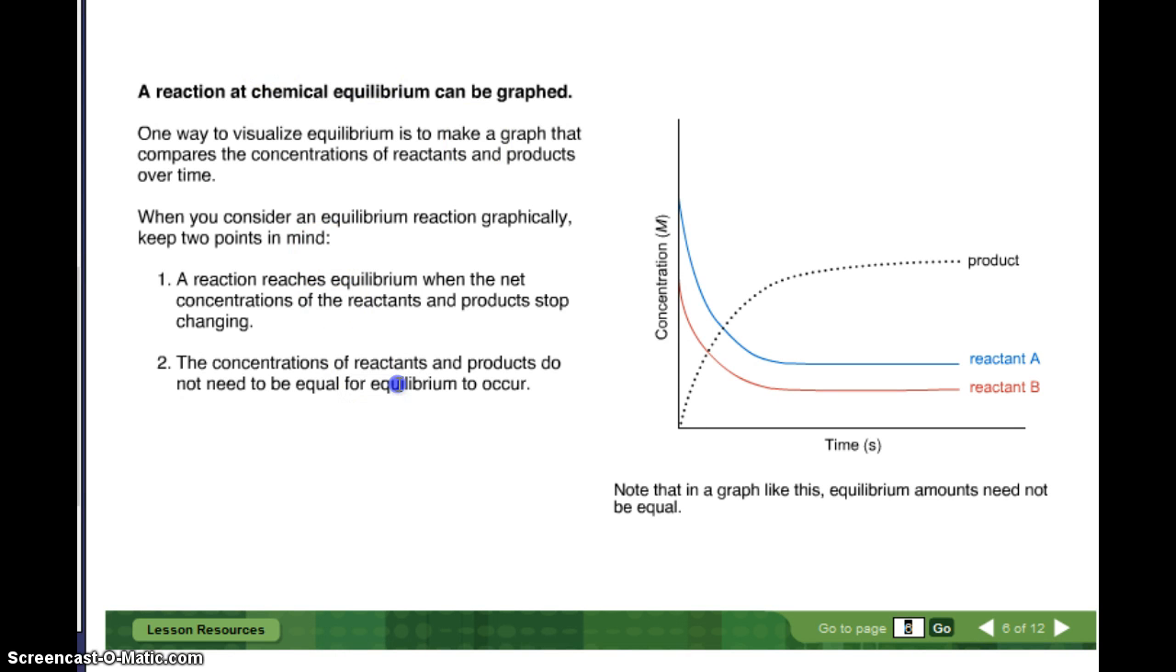So remember I said equilibrium, it has basically the word equal in it. Well, it means equilibrium balance or equal over time, so it stays the same or constant. Note that in a graph like this, equilibrium amounts need not be equal. So reactant A, maybe that was the H2, we have this much. Reactant B, maybe that's the Cl2, we'll have this much. And our product, the HCl, has that much. So again, when the line flattens off, that means what? It means you've reached equilibrium.